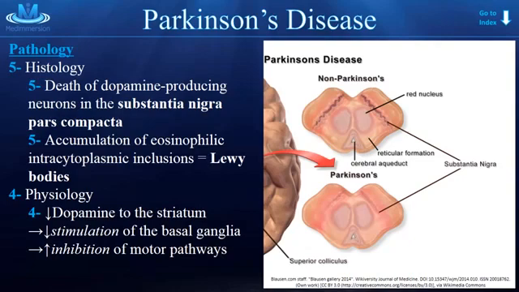Compare that to the slide, or the transverse cut section below, in a Parkinson's patient. The color is almost all gone out of that section where the substantia nigra is. And that's because those cells have died.